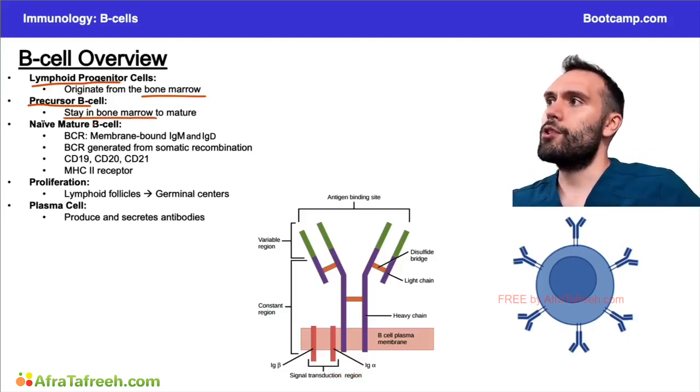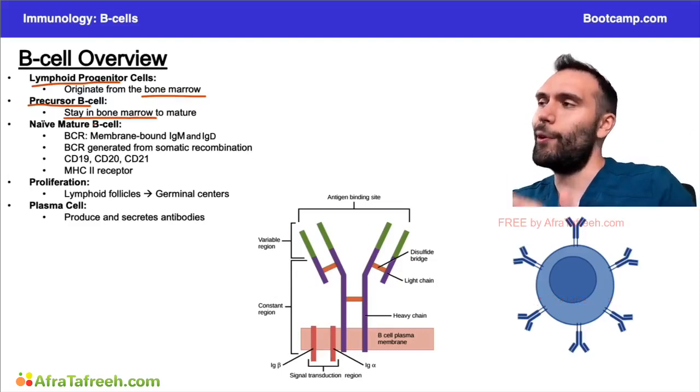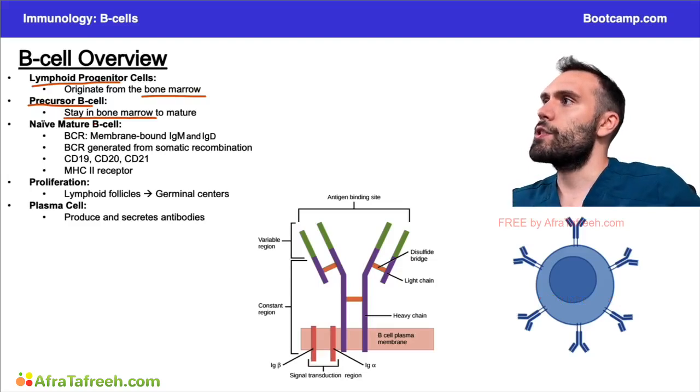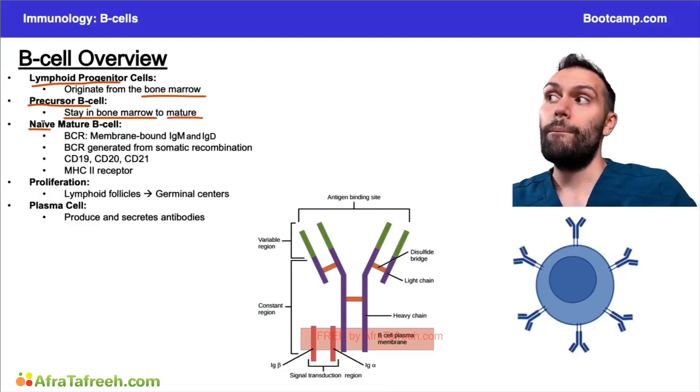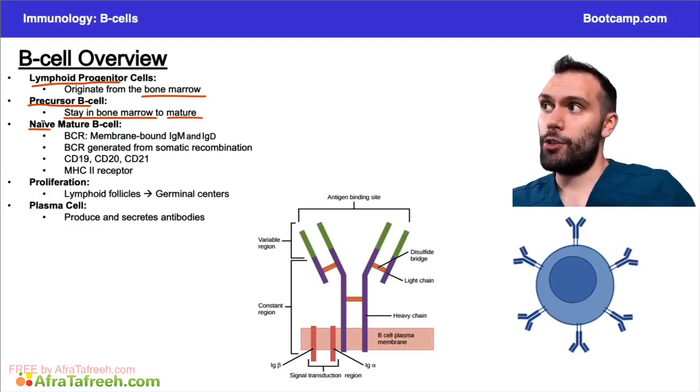Now, once these B cells mature, there is a process that goes along with that, but it's not particularly high yield for step one. Again, you might cover it in your immuno courses, but not particularly high yield for step one. The big thing here is that once these B cells stay in the bone marrow and mature, they become naive mature B cells. Be careful with your terminology here.